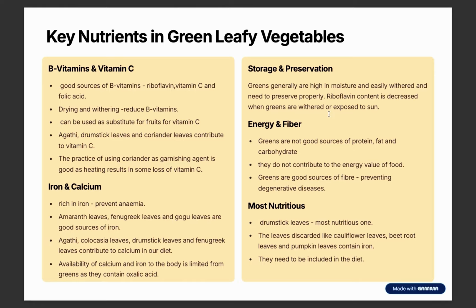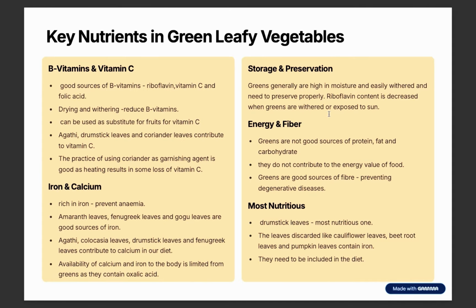And since in vegetables like cauliflower, the leaves are discarded, but it's also done for beetroot and pumpkin, but these leaves contain very high iron and should be included in the diet. It's actually an ignored one.